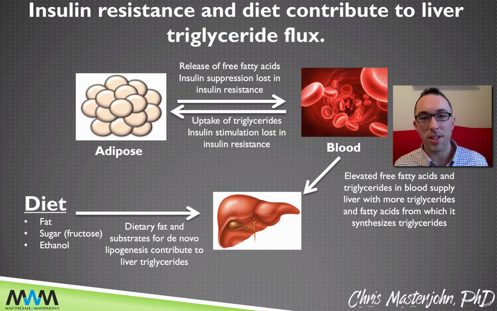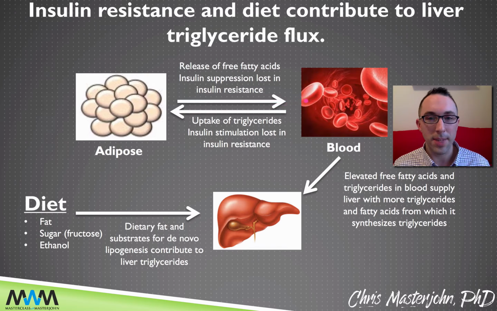Fatty liver disease is strongly associated with obesity and insulin deficiency in type 1 diabetes and insulin resistance in type 2 diabetes. And you can see on the screen a basic diagram of why insulin is important. Insulin promotes the storage of fat in adipose tissue instead of the blood and the liver.